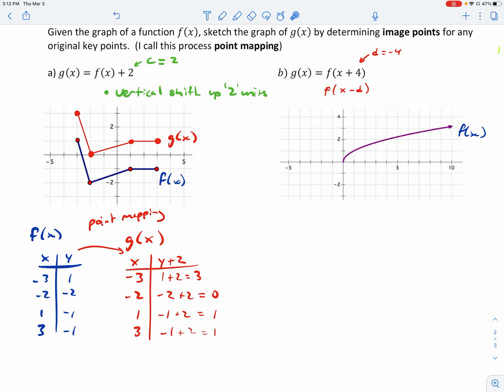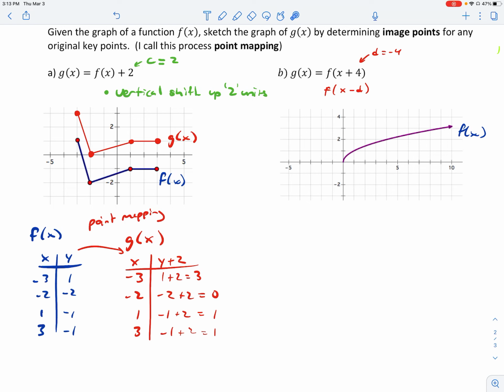So how does it work like that? Well, take negative 4, plug it into d, and you would have x minus a negative 4. Well, that's going to give you x plus 4, which is what we have here. So d will always be the opposite of how it looks inside the bracket.